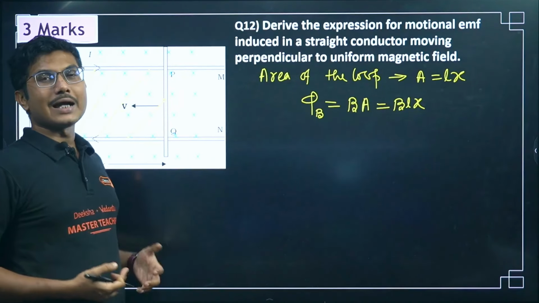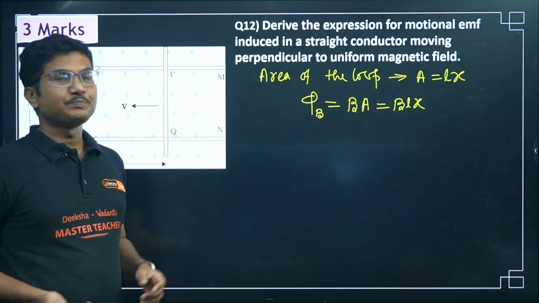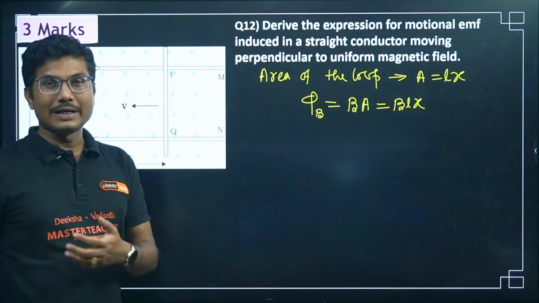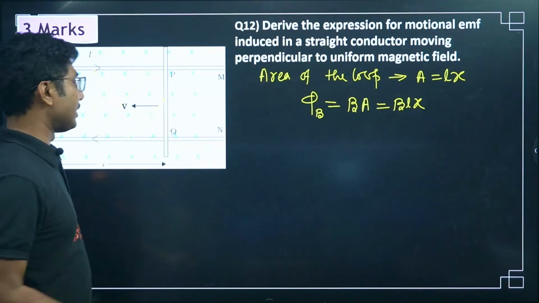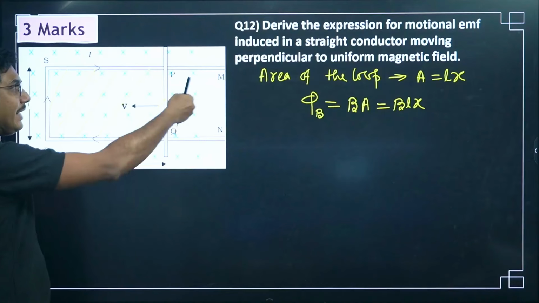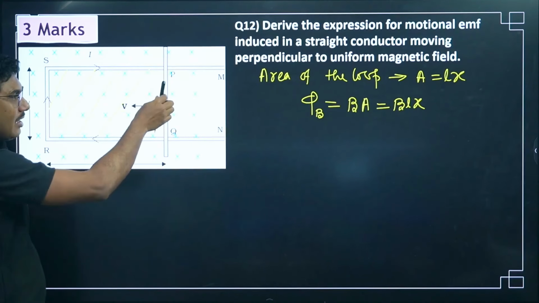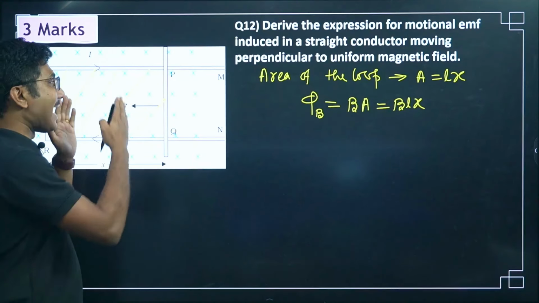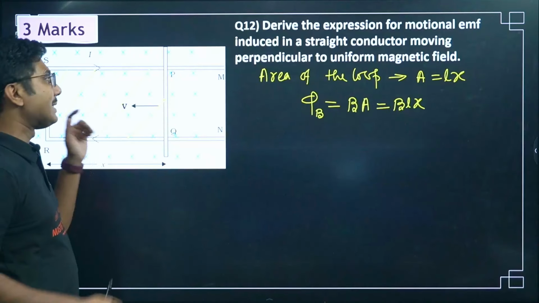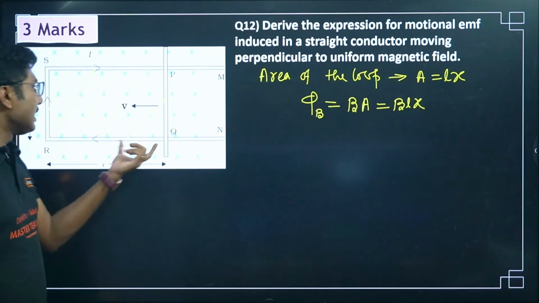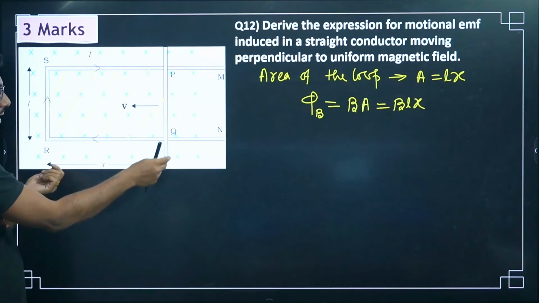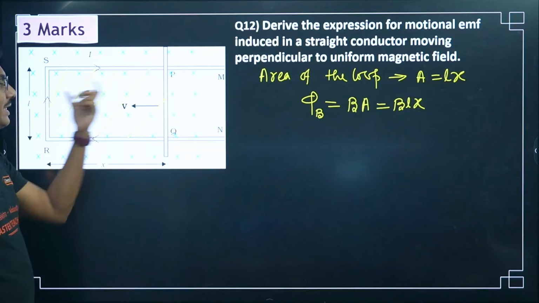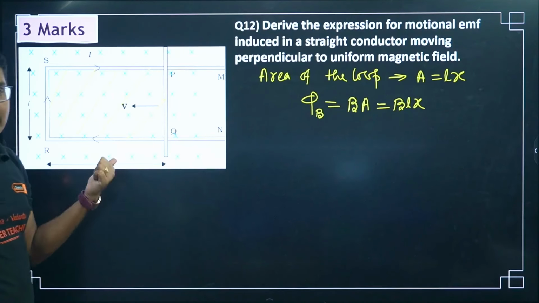Now when you change the magnetic flux, what happens? An EMF is induced. Now how are we changing it? By bringing this slider closer. When you bring this slider closer, the area changes. Basically the X value here changes, because as you are moving here, the X value is decreasing. That's why there is an induced EMF.